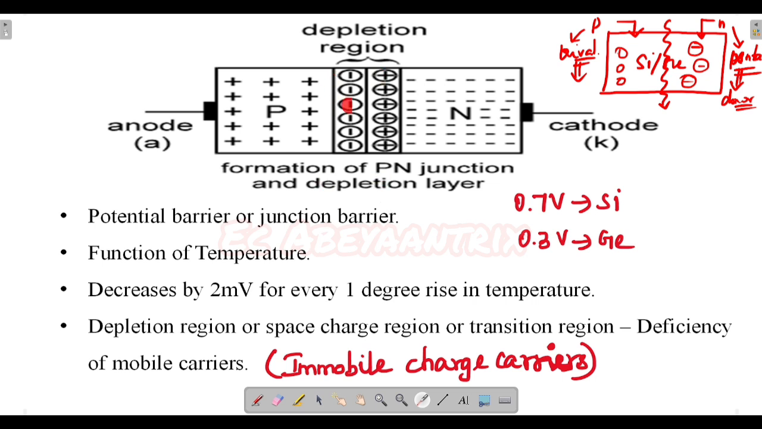Also, this potential barrier or junction barrier is a function of temperature, because we couldn't say that a PN junction diode's width will be this much only; it depends on the temperature also. For every 1 degree rise in temperature, this potential barrier or junction barrier decreases by 2 millivolt. Keep this point in mind. So this is how a PN junction is formed.